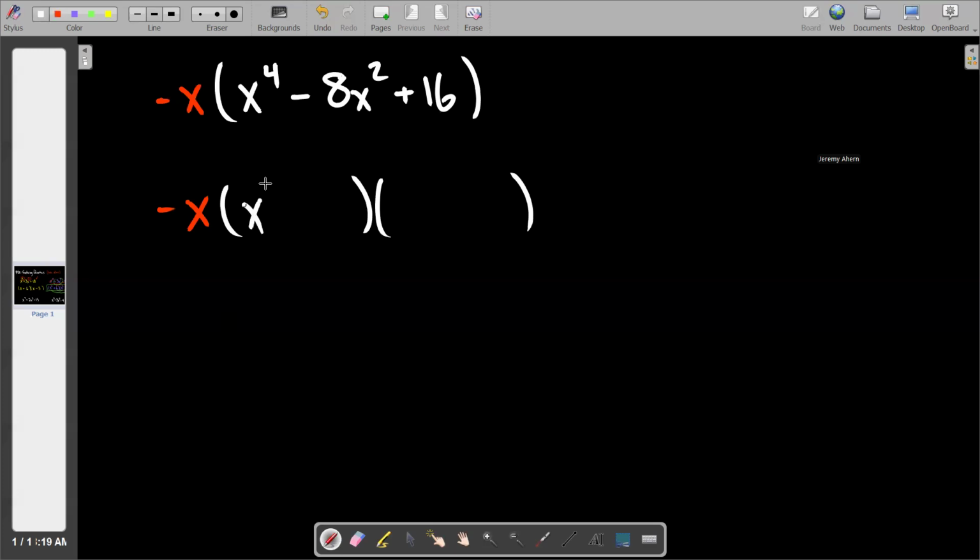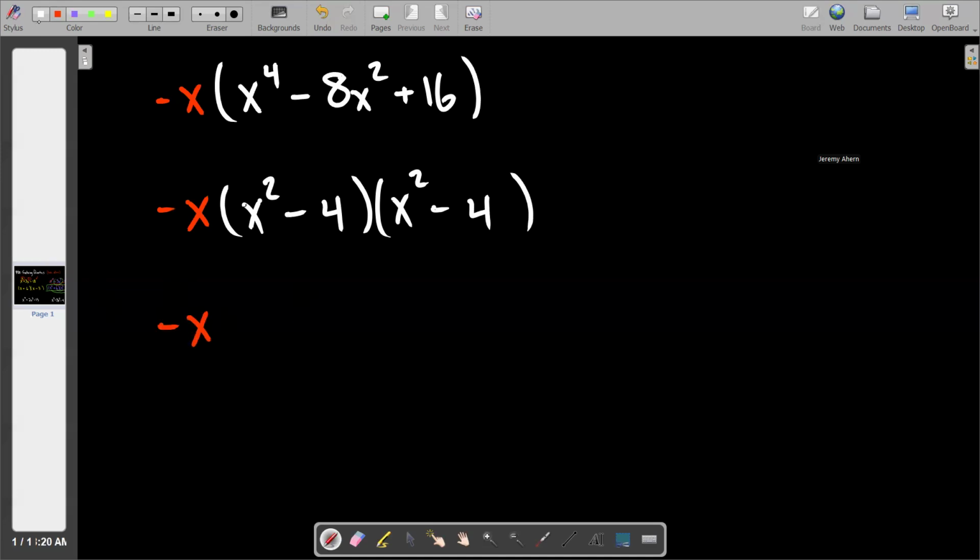X squared, minus minus. And what are the numbers? 4 and 4. Wow. Neat. Are we done? No. They can both be factored because they're the same, but they're both differences of squares. So we're actually going to wind up with an interesting answer here.